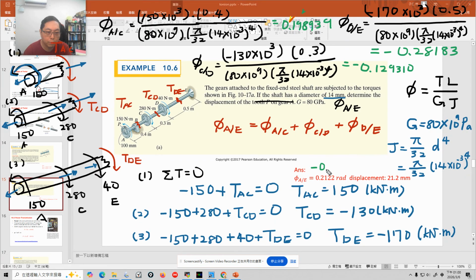You add these three values together, and you can see the answer should be minus 0.2122. So this positive one is not correct. The correct answer is minus 0.2122. Because, as I said at the beginning of this video, in the previous video I had some sign convention issue, so that's why I remade this video to clear up the sign convention issue. If you check the textbook, the correct answer has a minus sign.